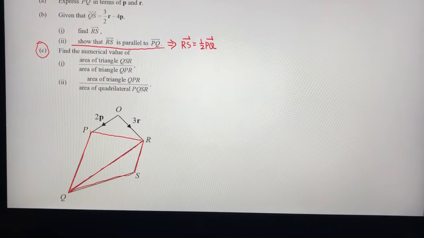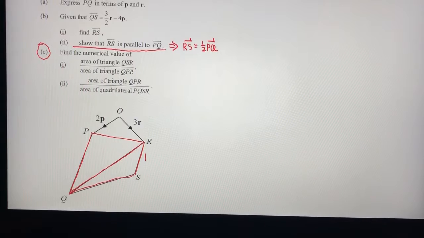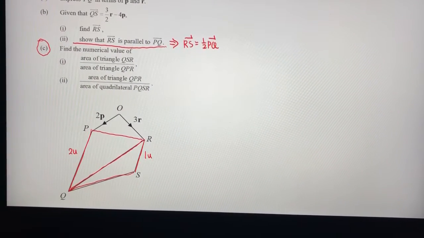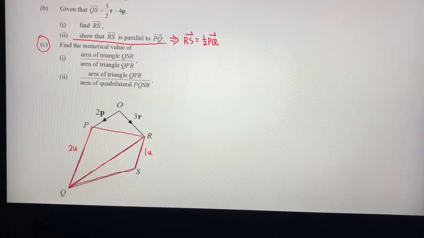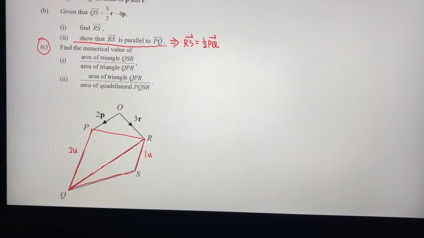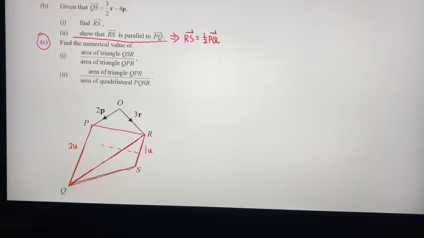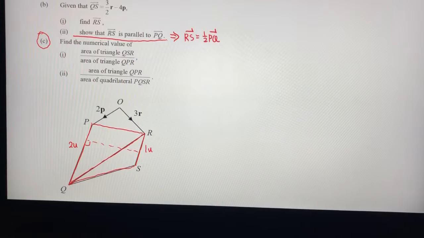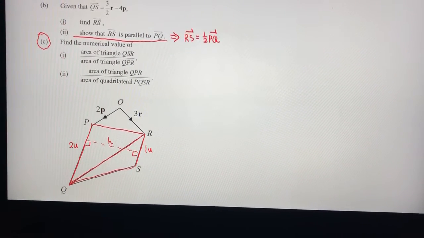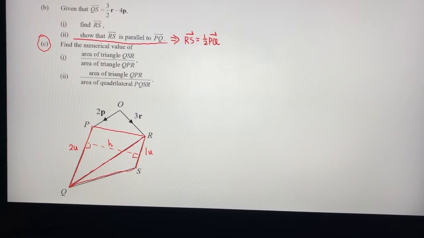Now from part B, part 2, you have shown that RS is parallel to PQ, and in particular RS is half of PQ. That means to say that if RS is 1 unit in length, then PQ is 2 units. So therefore we can treat RS and PQ as the respective bases. And notice that for these two triangles, they have what we call a common height, as indicated by H in the diagram.